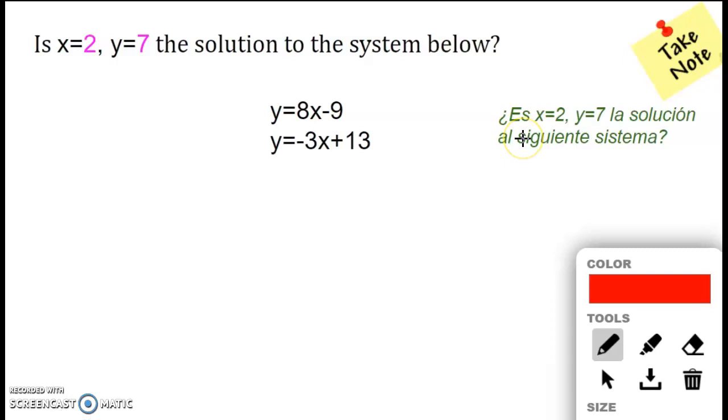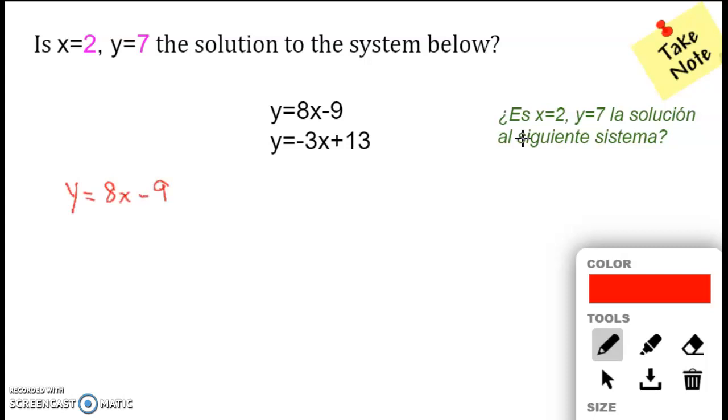So we are being asked, is x equal to 2, y equal to 7 the solution to the system below? Okay, we need to check both equations. So let's start with the first equation: y is equal to 8x minus 9.